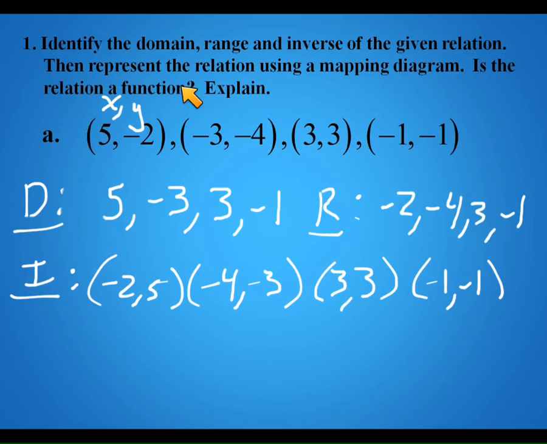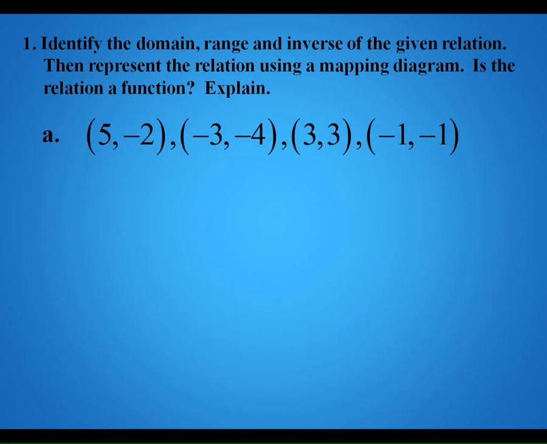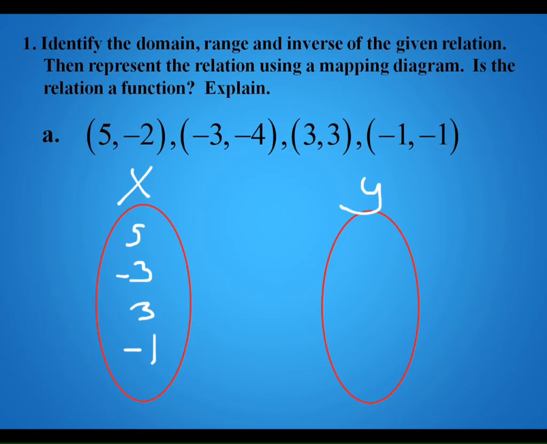Then it says represent the relation using a mapping. Now, mapping is just an easy way to list this information to see if it's a function or not. Most often, when you see a mapping, when you see the ones in the book, they have 2 ovals side by side, and the first one is the x values, and the second one is the y values. So I'm going to go through and list the x values here. 5, or the domain. 5, -3, 3, -1. And I'll go through and list the y values here. -2, -4, 3, -1. And what you do is you just draw an arrow from the input to the output.